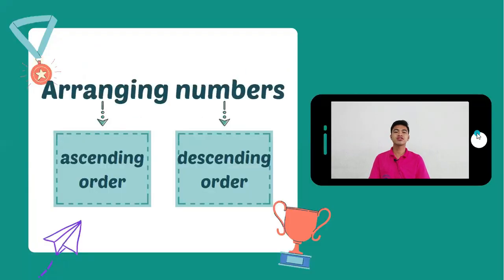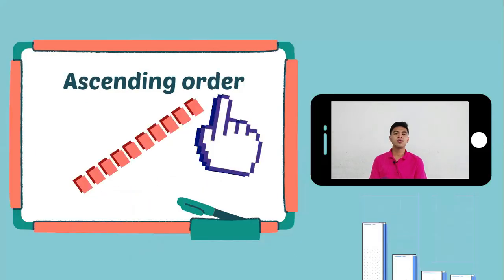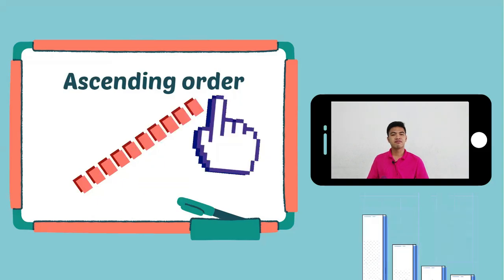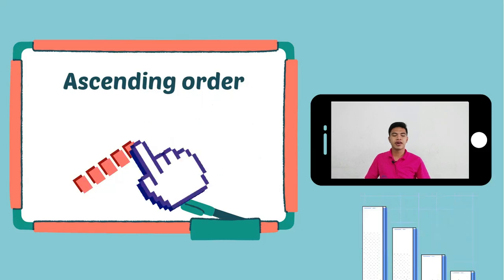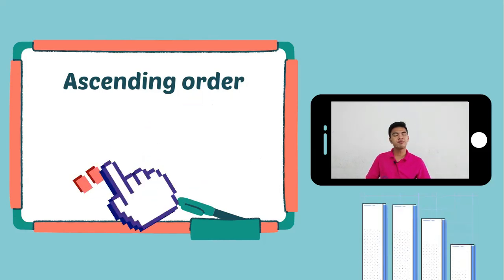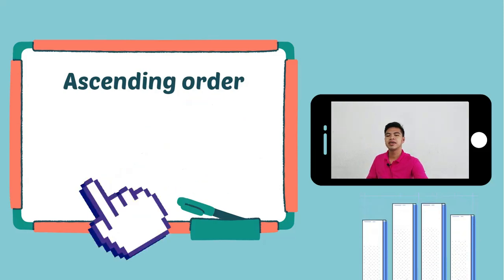There are two ways of arranging numbers. The first one is the ascending order and the second one is the descending order. When you say ascending order, we're going to arrange from the smallest number to the biggest number. Okay, as you can see in the screen, it began from the smallest to the biggest.